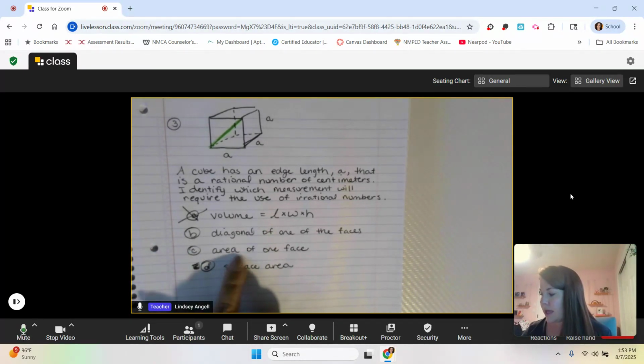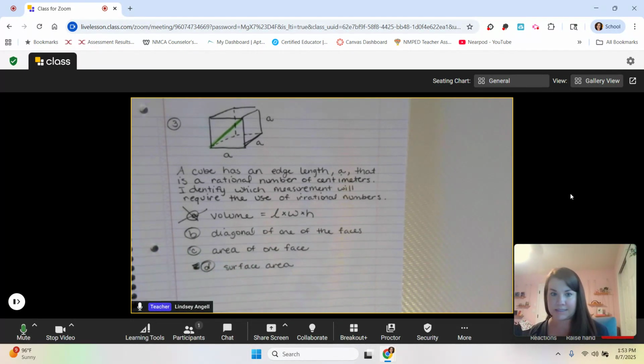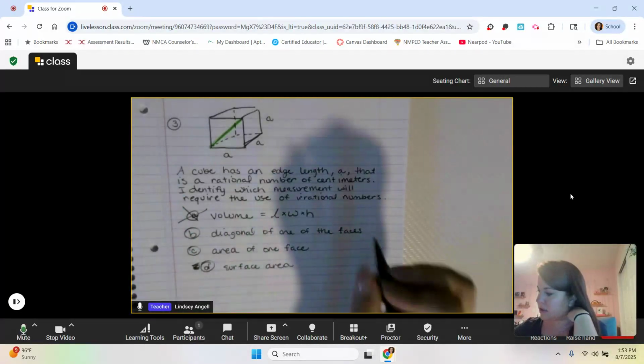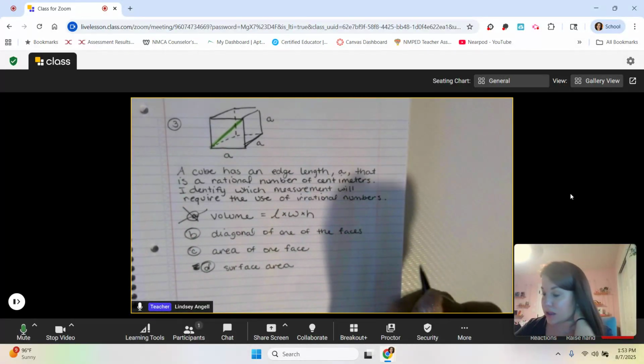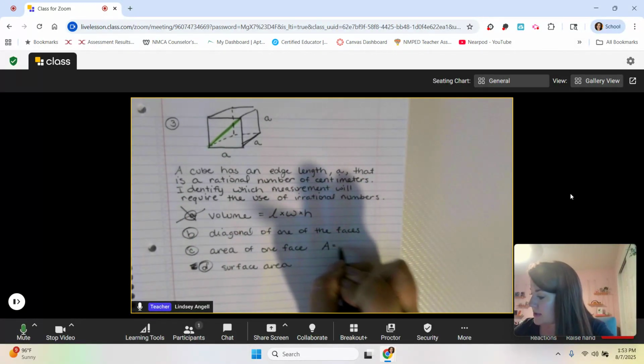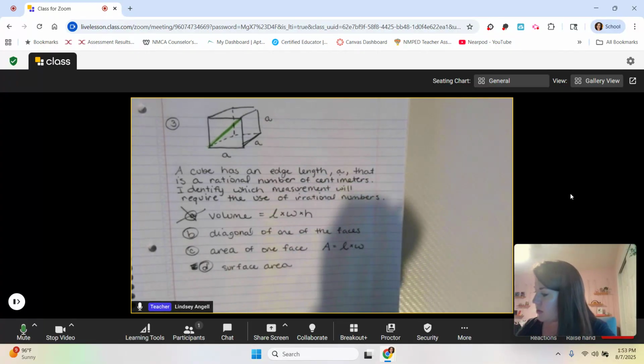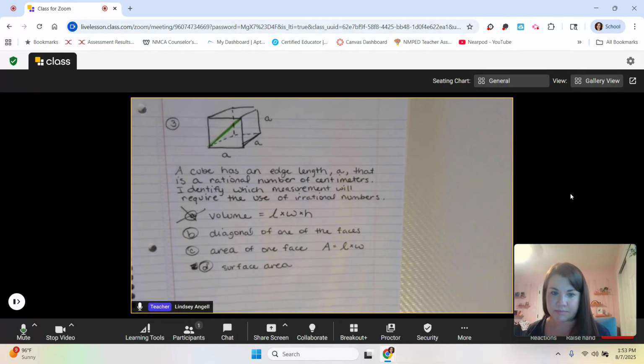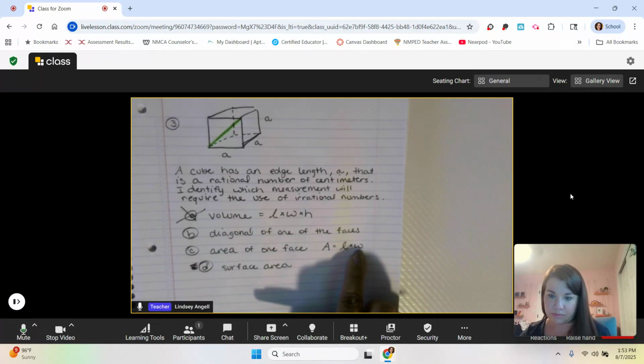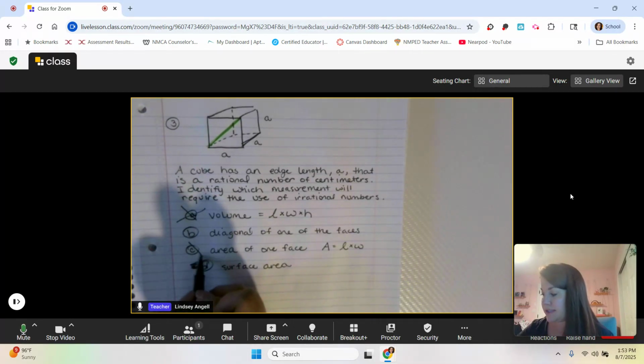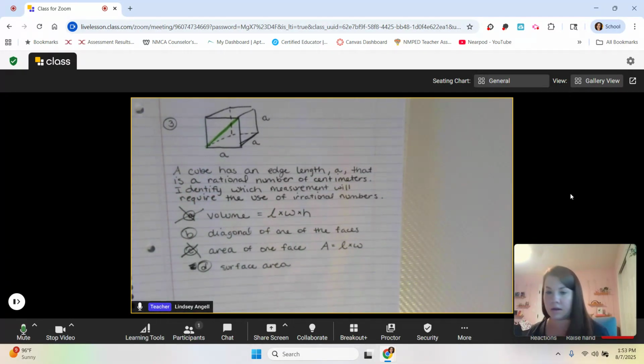C, though, area of one face. So that's like the front of the cube, right? One of those squares. We talked about that in the last problem. Area is equal to length times width, or base times height. You could also say that. Well, that's just A times A. Those are rational numbers, so that doesn't require irrational numbers. Okay? So it can't be C. We're looking for which one could involve irrational numbers.